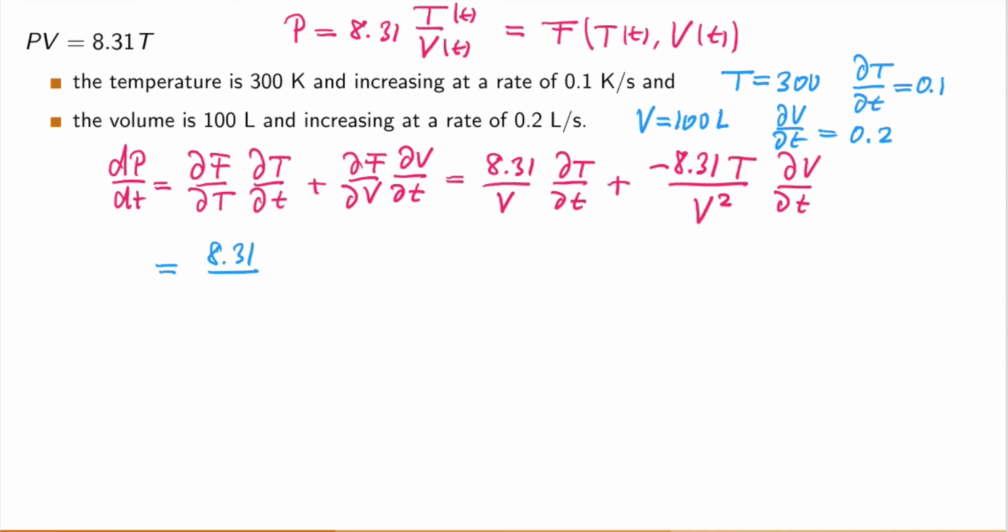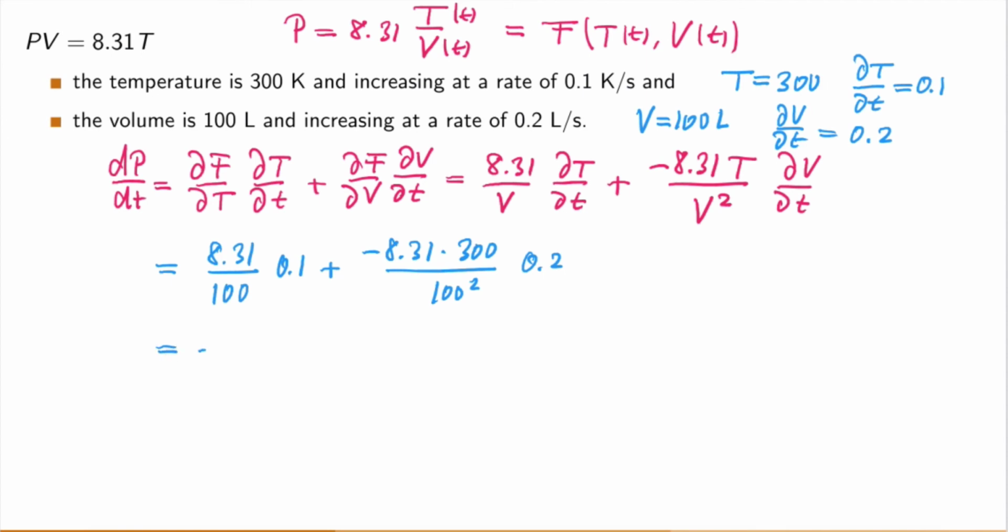8.31 we keep. The volume is 100. The temperature change is 0.1. And the other term has a minus 8.31 here. The temperature is 300. The denominator volume square is 100 square. And then the volume change is 0.2. Great. Now it's a matter of calculator.